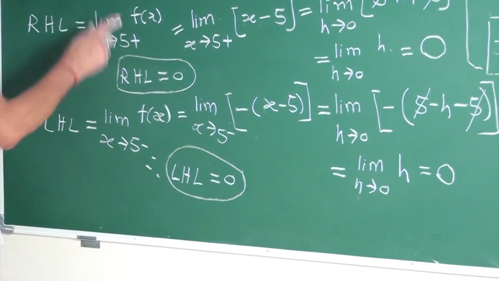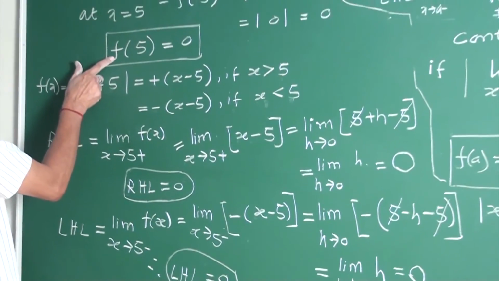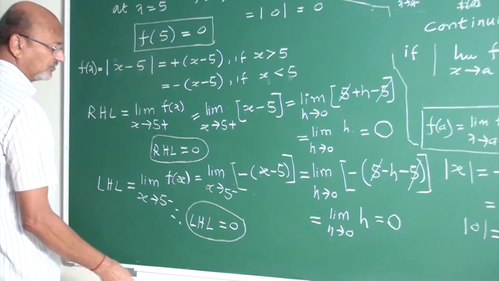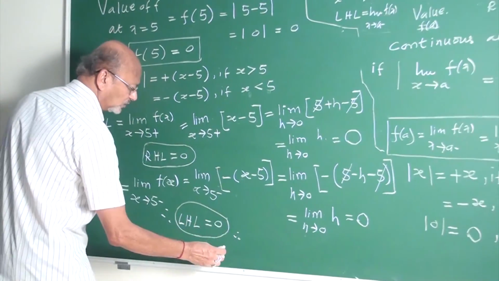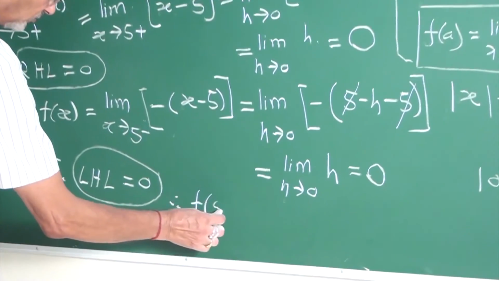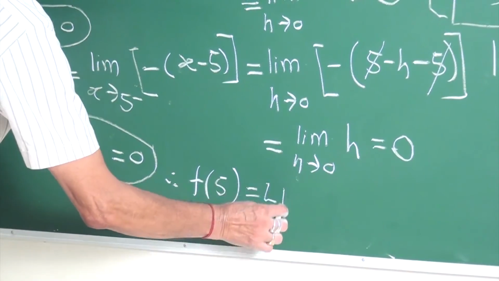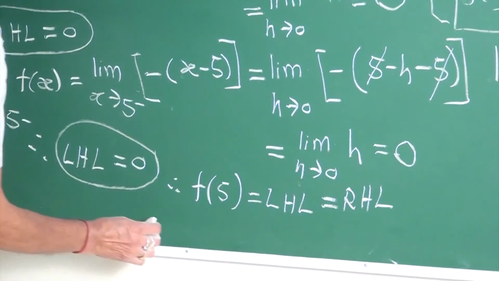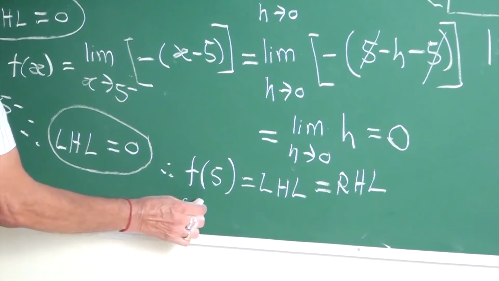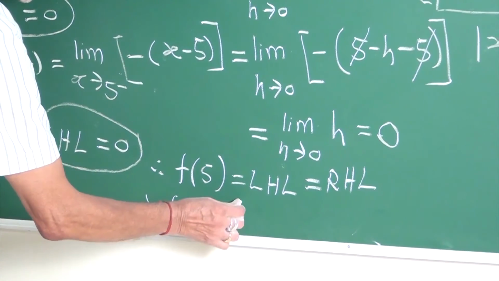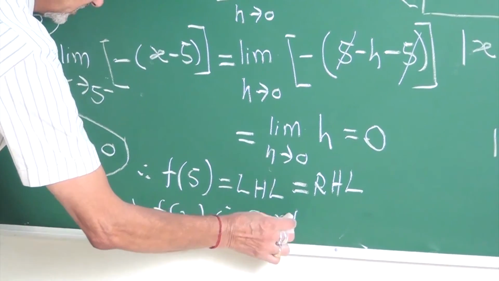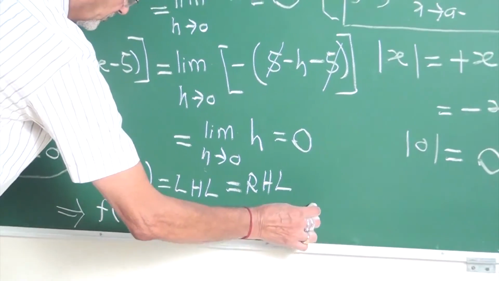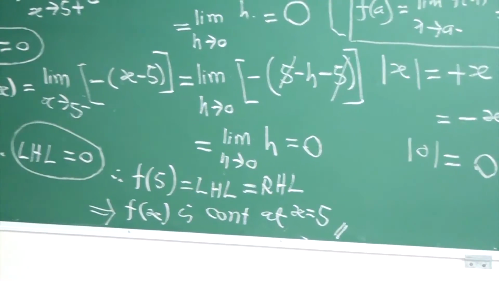What is your observation? Value is 0, my friend. RHL is 0. LHL is 0. All the three are equal. Therefore, value equal to f of 5 equal to LHL equal to RHL. From this, you can say what? Function is continuous at x equal to 5.